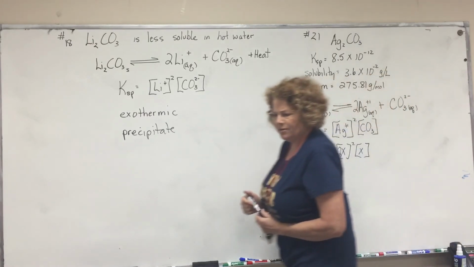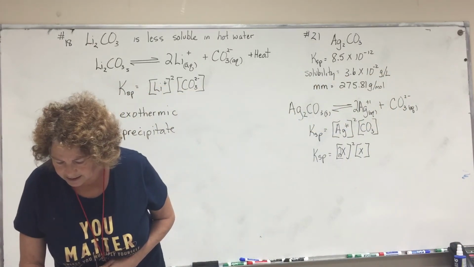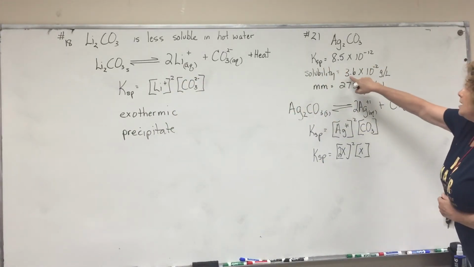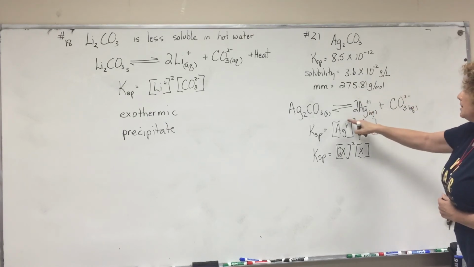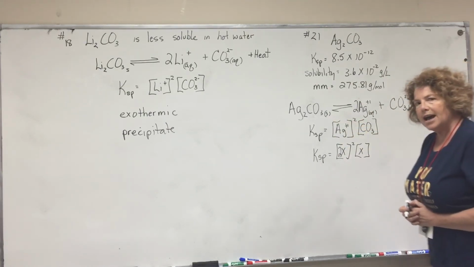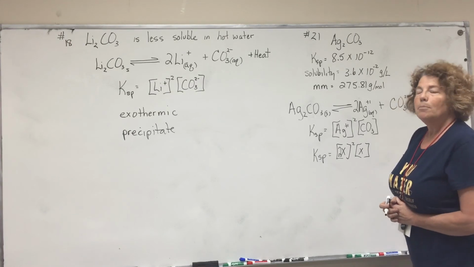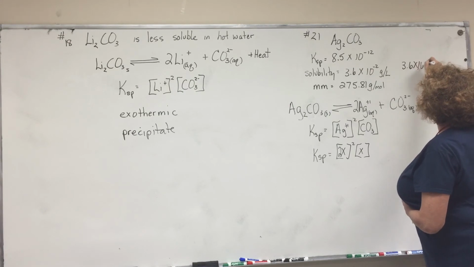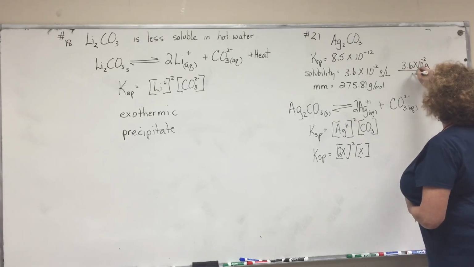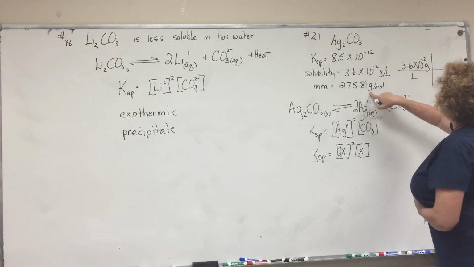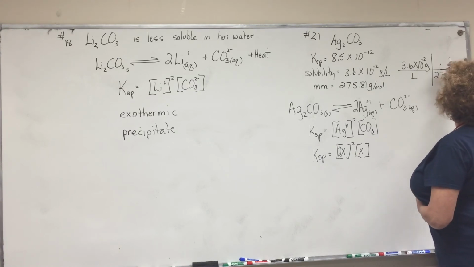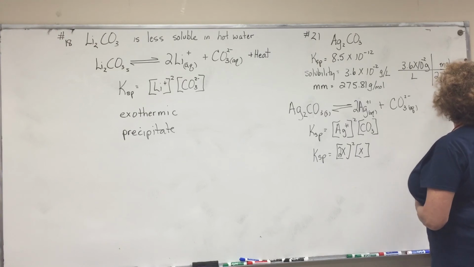Now, why are they asking for the KSP if they've got it in the problem? I guess they just want you to figure it out using the solubility. So notice, this solubility is given in grams per liter. But this, by means of its brackets, is the concentration, and that's in molarity. Molarity is moles per liter. So we have to take 3.6 times 10 to the negative 2 grams per liter and divide it by this 275.81 grams per mole.